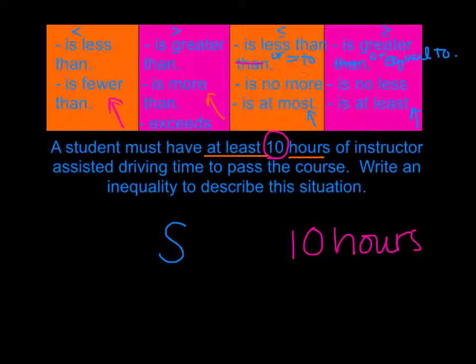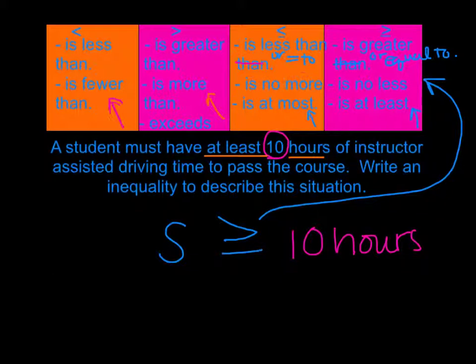So if we look for the words "at least," I see "at least" being this sign. So that student needs to have at least, so greater than or equal to, 10 hours. So essentially 10 hours would satisfy this, but so would 20 hours, and so would 15 and a half, or so would 10.25 hours. It doesn't matter, but they need to have at least 10 hours of driving time.